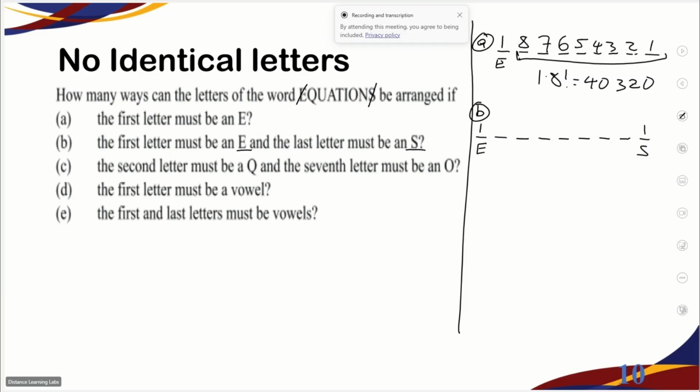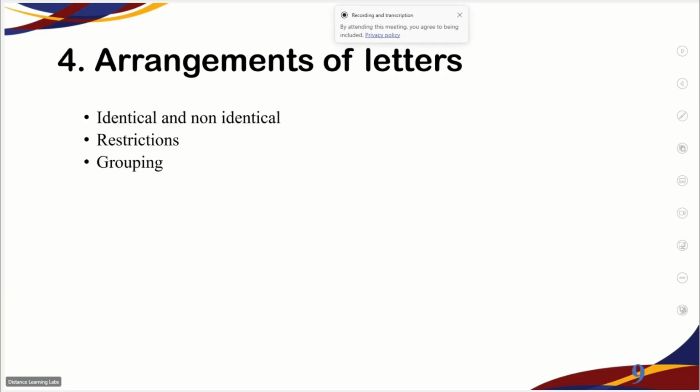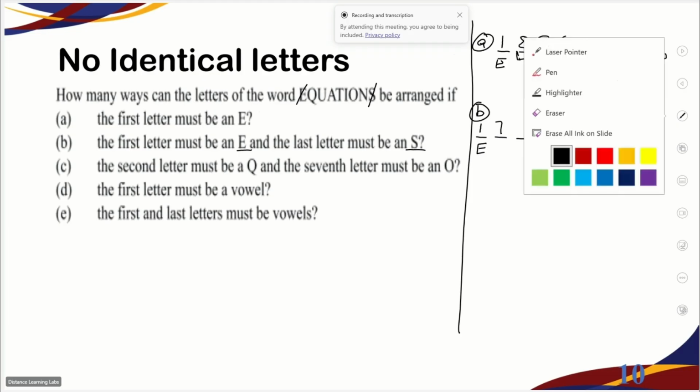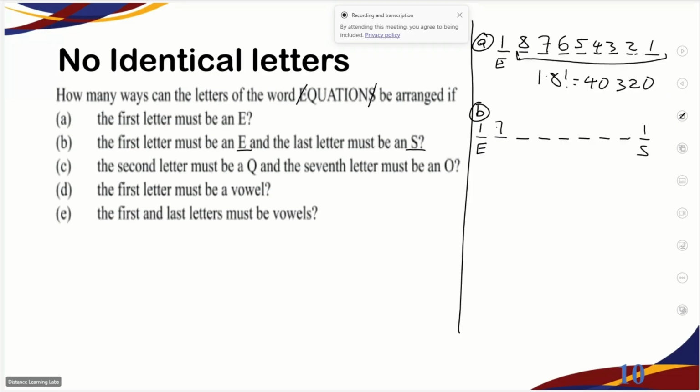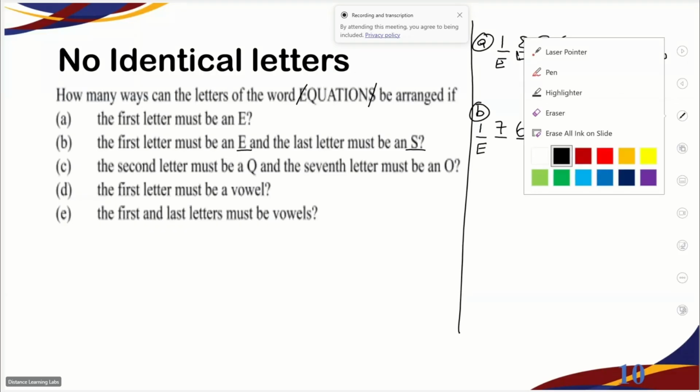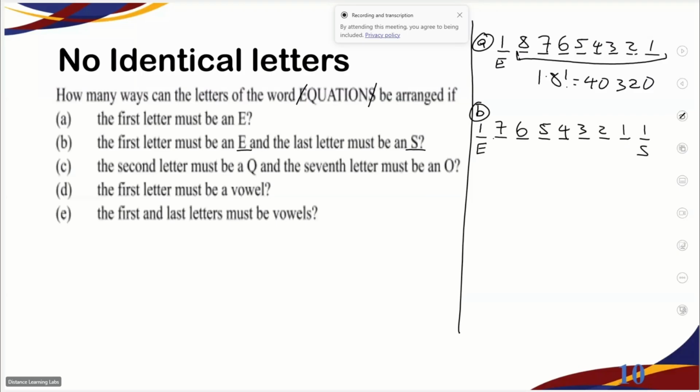The second position, only 7 letters are going to compete for this. The 7 letters that we are remaining with. One of the 7 occupies that, we are left with 6, 5, 4, 3, 2, 1. Then this becomes our 7 factorial. It starts from 7, it goes to 1.